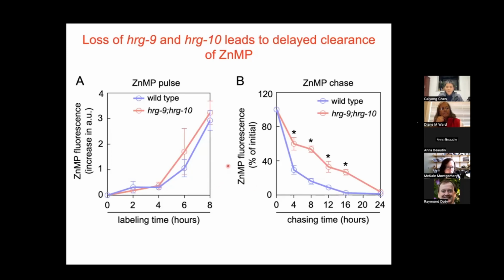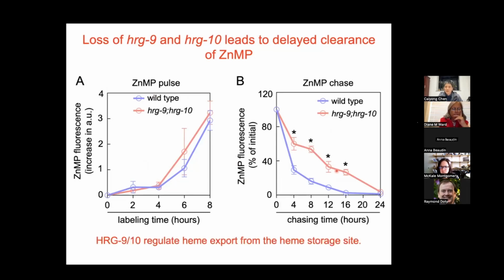To find out whether this heme accumulation is due to increased heme loading or reduced heme mobilization from LROs, we performed pulse-chase experiments using ZnMP, or zinc metalloporphyrin. Panel A is the pulse experiment, and we found no significant difference between the wild-type worm and the HLG9 and HLG10 double knockout worms. But as you can see in panel B, the HLG9 and HLG10 knockout worms showed a delayed clearance of ZnMP during the chase. This result suggested that HLG9 and HLG10 regulate heme export from the heme storage site.